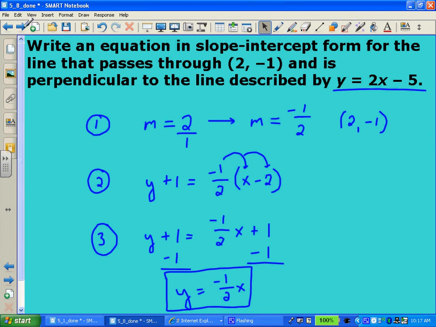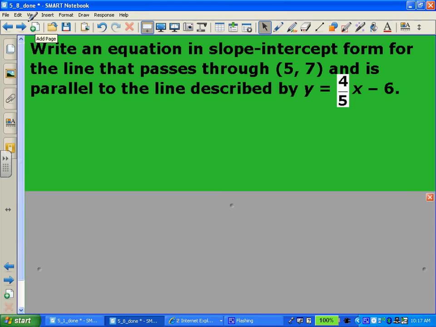Now I have two more examples here. I would encourage you to pause the video as we go here and try to do these on your own before I do them, so see if you know what you're doing. I'd pause it right now, try this one, and see if you can get it right.